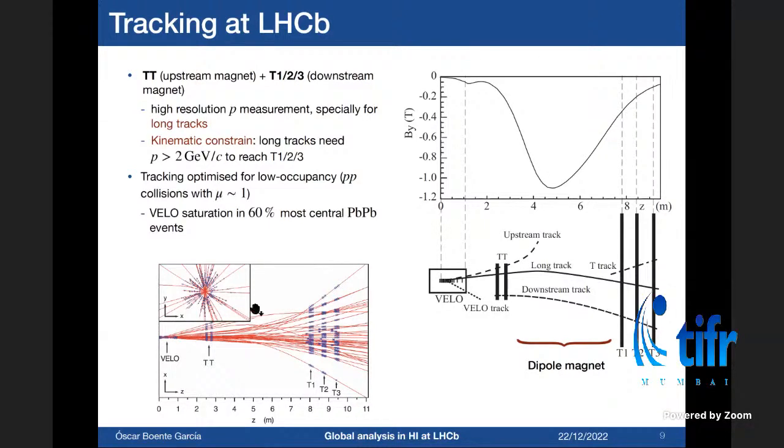Another point I want to make here is that this is a sketch of a typical pp collision at LHCb. You see that the occupancy is already considerable. It's quite hard to do tracking over these distances, and the detector is optimized for low multiplicity. So this has a problem: when we try to go to central lead-lead collisions, we reach saturation in the 60% most central collisions. This saturation is actually happening in the Velo, which is where the first problems start.